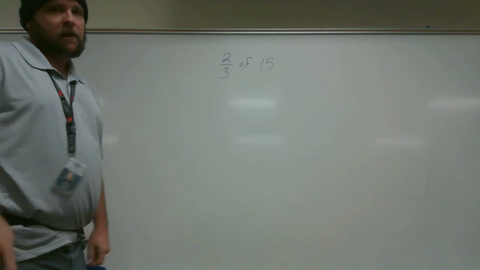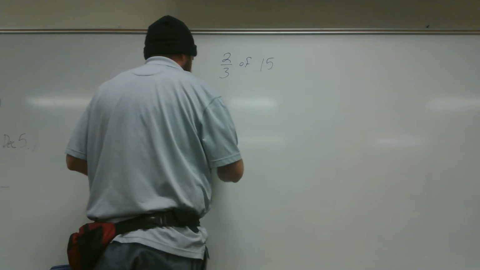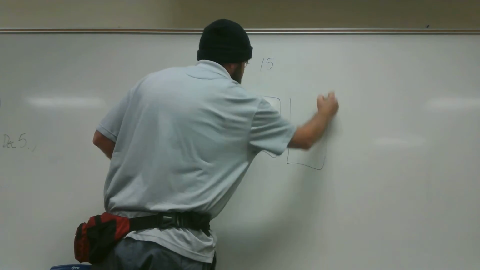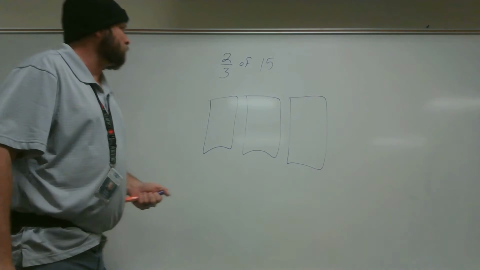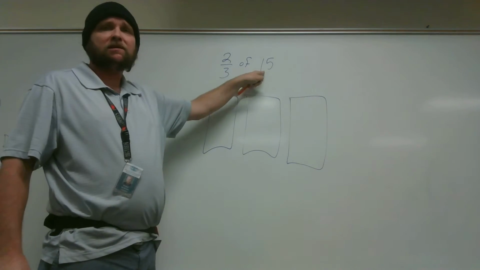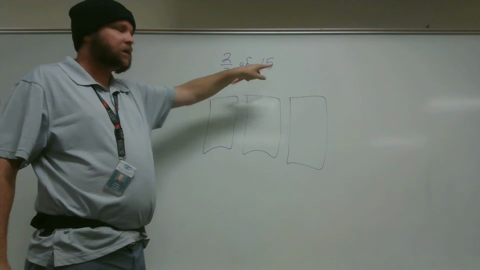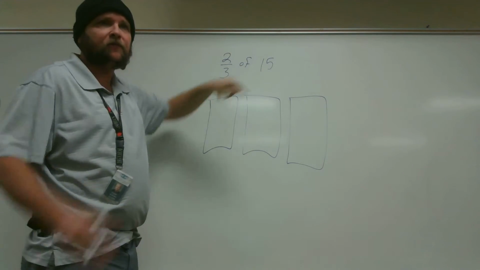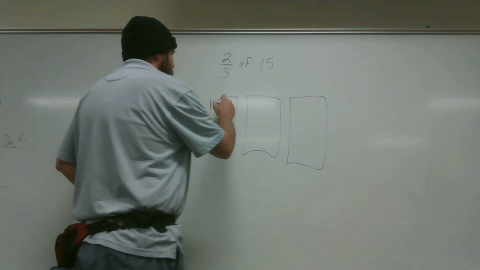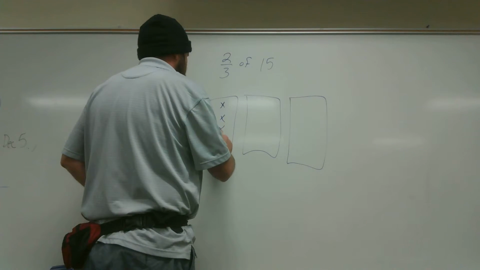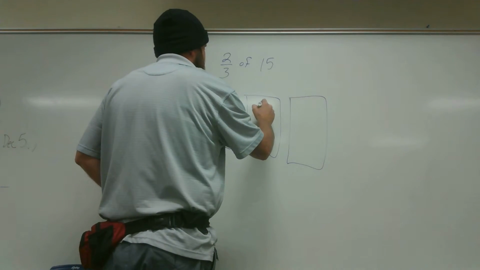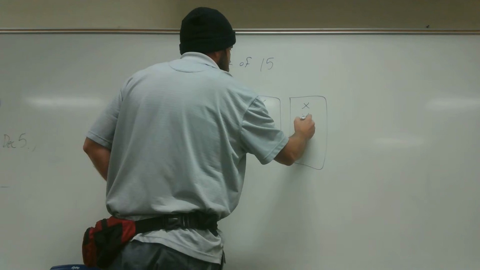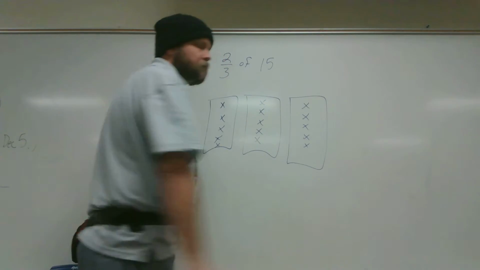My denominator, as we said in the last problem, is my number of groups. I split my whole number, which is 15, into that many groups. So how many in each group? If there's 3 groups and I want 15, Benjamin? 5 in each group. 1, 2, 3, 4, 5, three times.